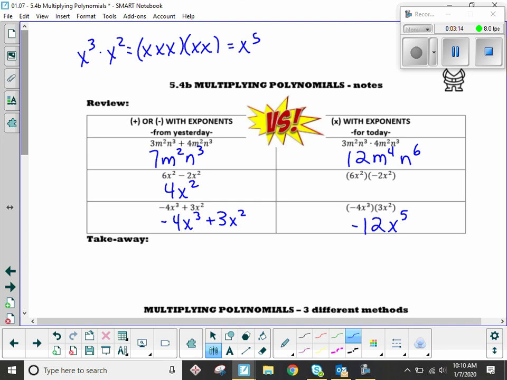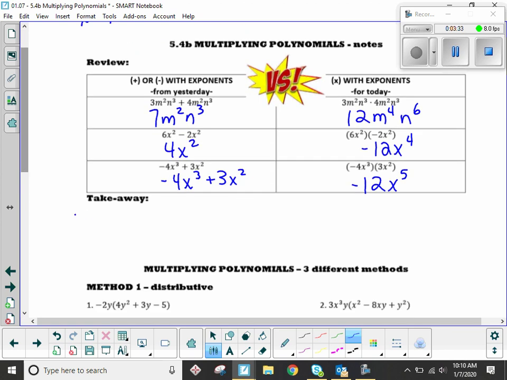And then what do you think this last one is? What's that answer? Negative 12 x to the 4, okay? So we only add the exponents when you're multiplying the whole problem? Yes, I love what you just said. So we're going to write that in our takeaway section. You only add the exponents when you're multiplying.